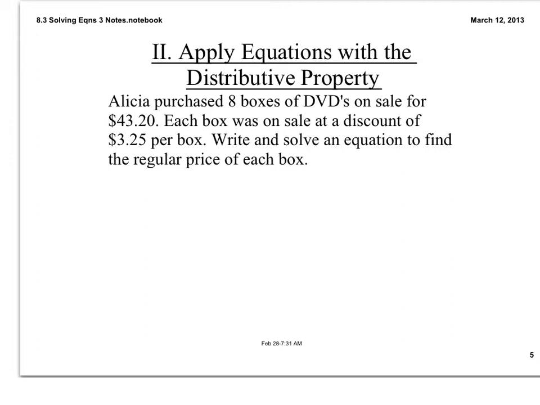Alicia purchased 8 boxes of DVDs on sale for $43.20. Each box was on sale at a discount of $3.25 per box. Write and solve an equation to find the regular price of each box. Again, we have a total, so that will go on the right hand side of the equal sign. Now you have boxes of DVDs on sale. You want to find the price of each box and then multiply that by how many boxes were sold.